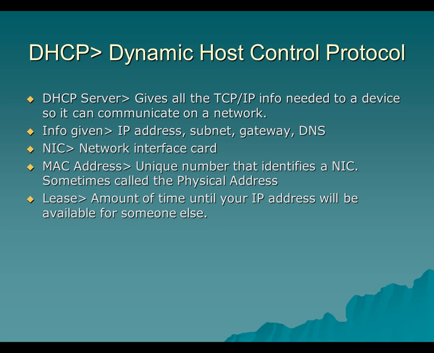The DHCP server gives all the TCP/IP info needed to a device so it can communicate on a network. The info it gives is the IP address, subnet, gateway, and DNS. Those are the things that you have to have to communicate on the network. If you remember, the IP address and subnet, you have to have that to communicate on your local network, and you need the gateway and DNS to get off of your local network. The gateway by itself specifically, but really when you get off the local network, you're going to want to find some name or web page probably, so that's where DNS comes in to convert your names to IP addresses so you can move around to the computers you want to go to.